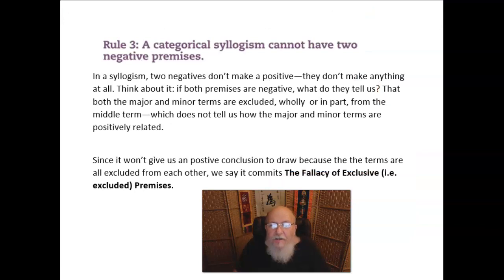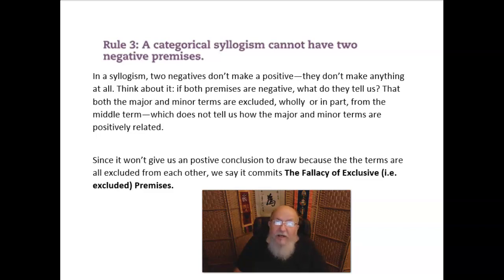Now, Rule 3 states a categorical syllogism cannot have two negative premises. In a syllogism, two negatives don't make a positive. In fact, they don't make anything at all. Think about it. If both premises are negative, what do they tell us? Well, they tell us that both the major and minor terms are excluded from each other, wholly or in part, from the middle term, which does not tell us how the major and minor term are positively related. Now, as most people are intuitively aware, a statement about what a thing is not really doesn't carry much information about what that thing is.